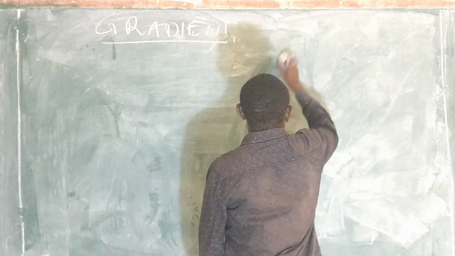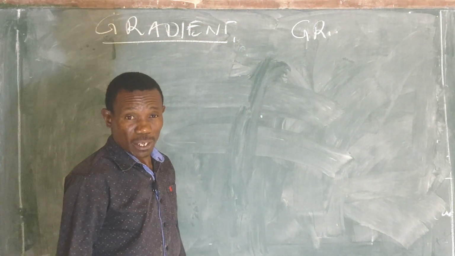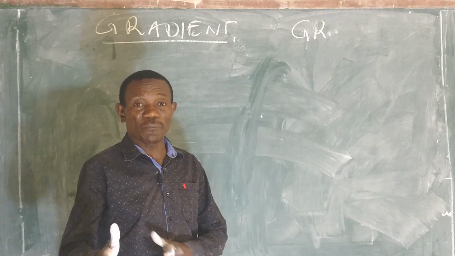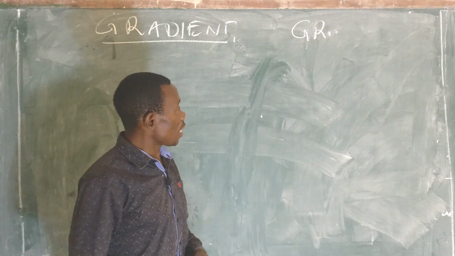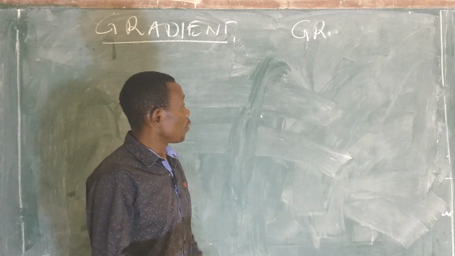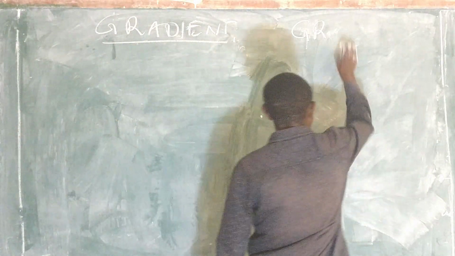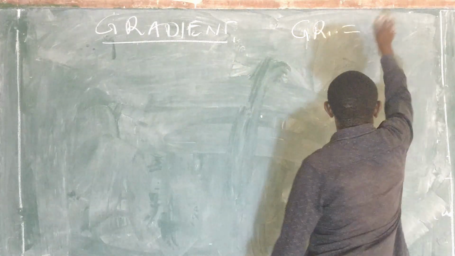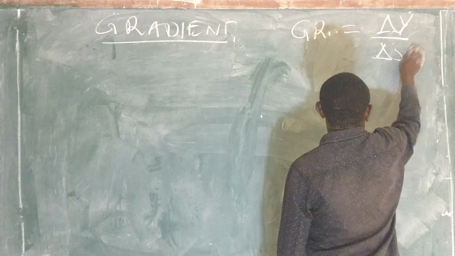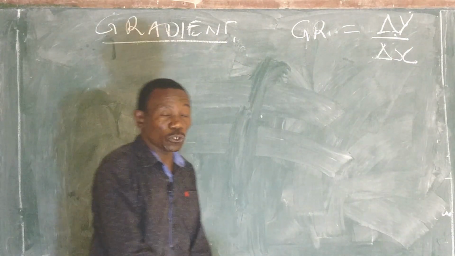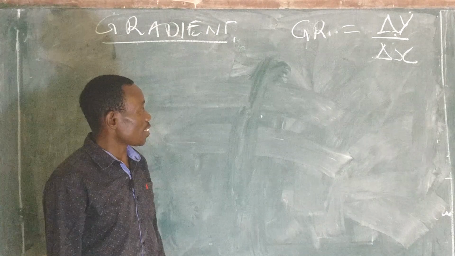So briefly, gradient, we said, is simply the measure of the slope. We said this measure has something to do with what happens along the x-axis and along the y-axis, a change in the y-coordinates and the x-coordinates. As such, the formula is delta y to delta x, the change in y to the change in x. What you get out of that is what is known as the gradient.